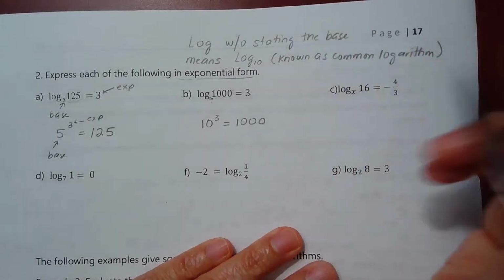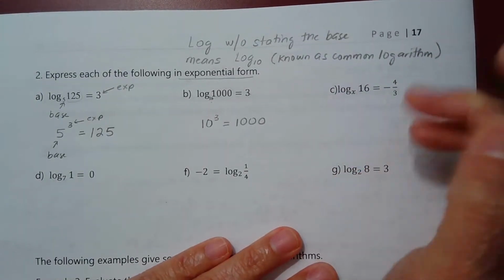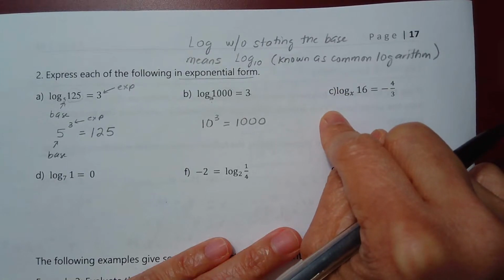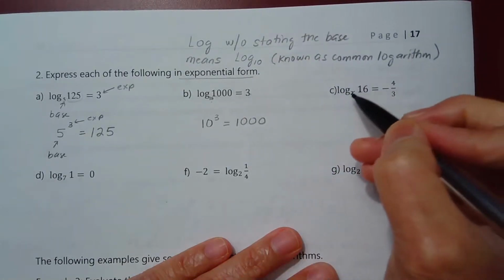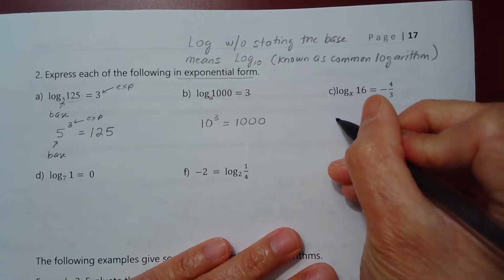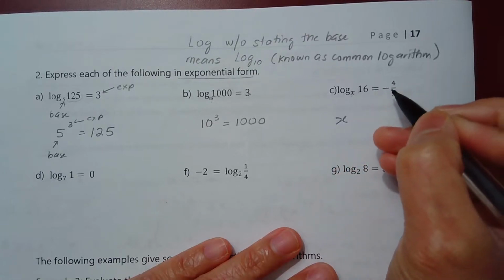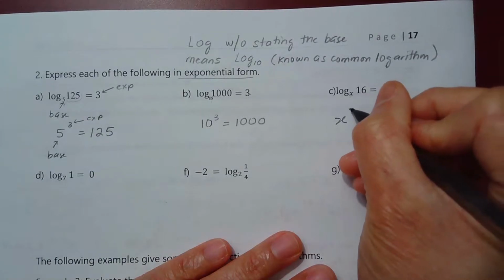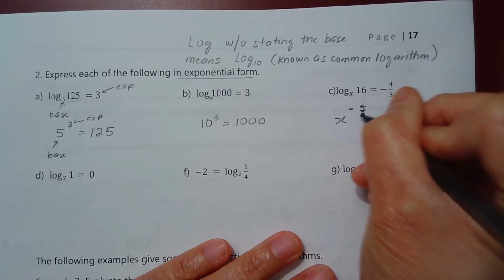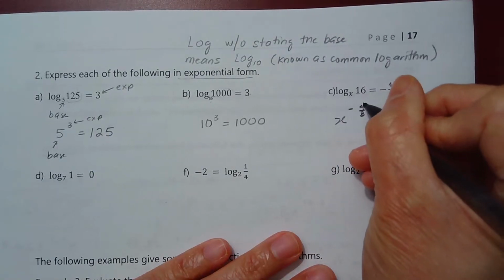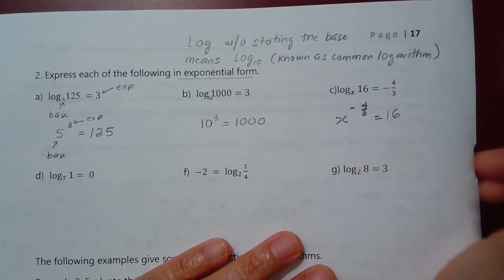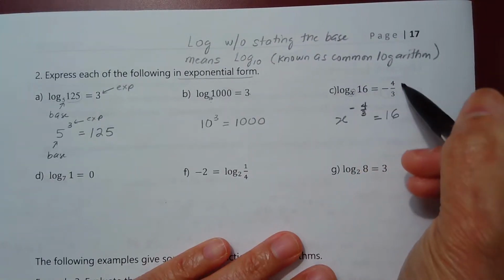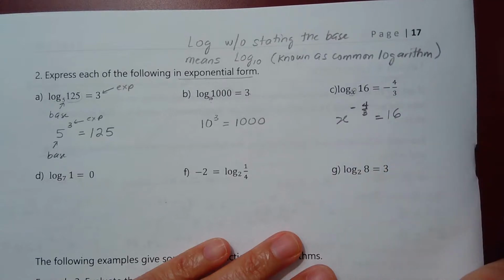And this one here, this is starting to create the equation here. So base is x. X to what exponent? The exponent is negative 4/3 is equal to 16. Okay, so this is the base, this is the exponent, and then 16 is what it's equal to.